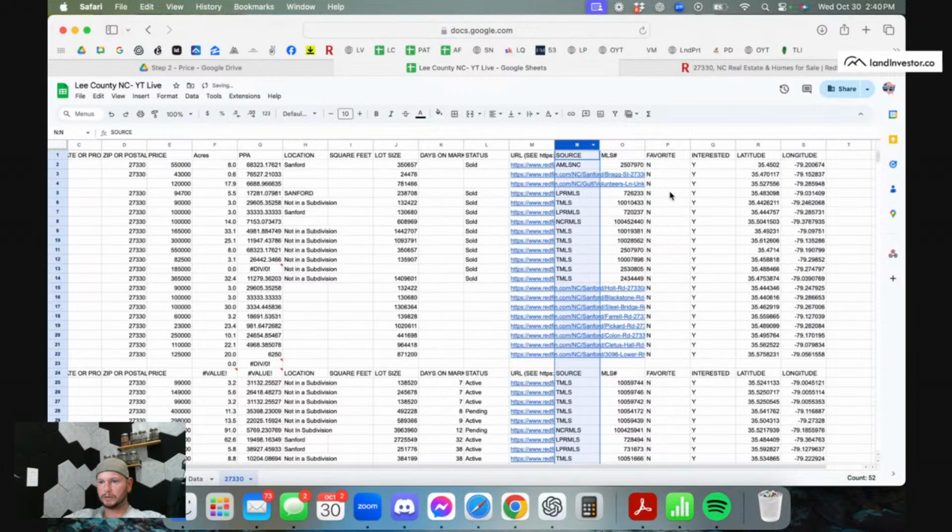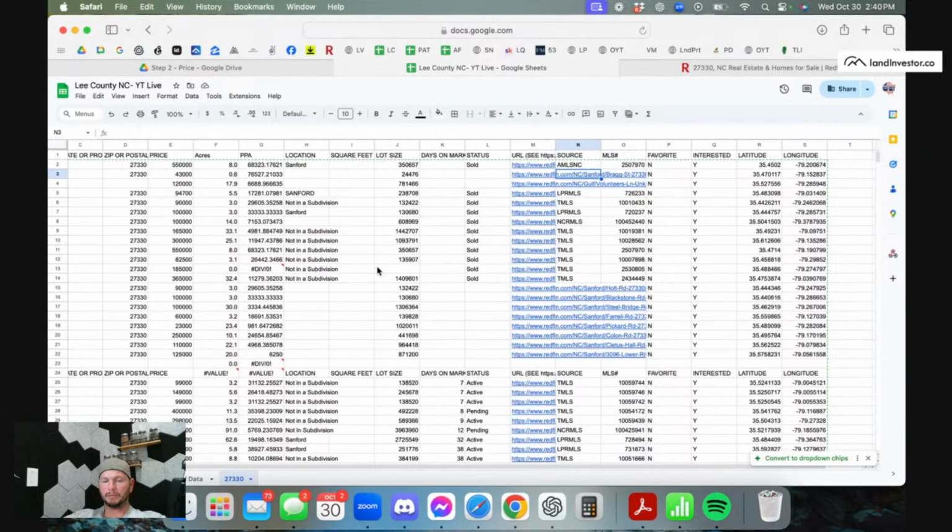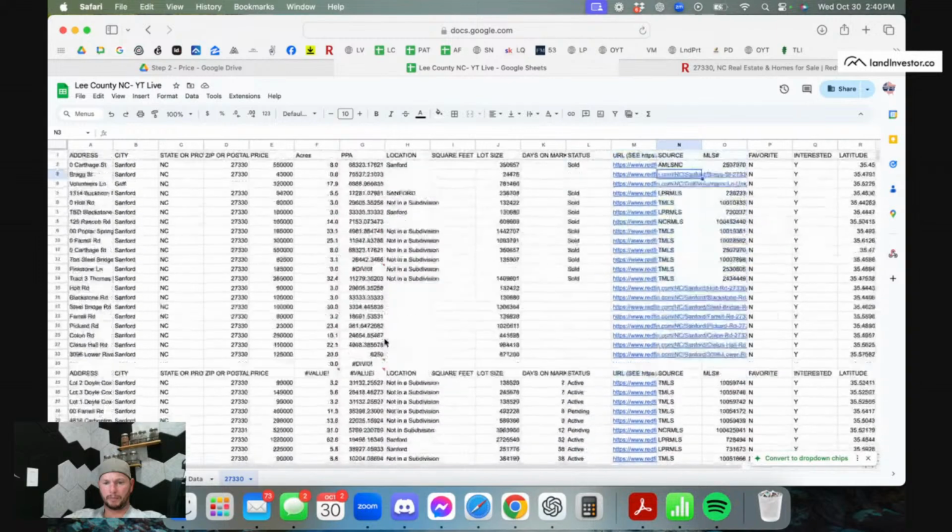Okay, cool. Source. Another thing too, see how right here, this doesn't have a source. So all these are non-MLS sources. In the interest of this specific county, I'm not going to delete them. But I am going to look at them, because I want to see what's going on with those.